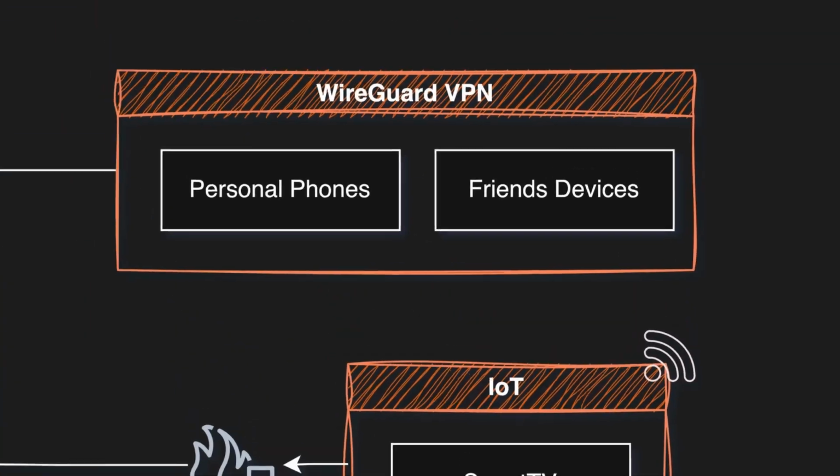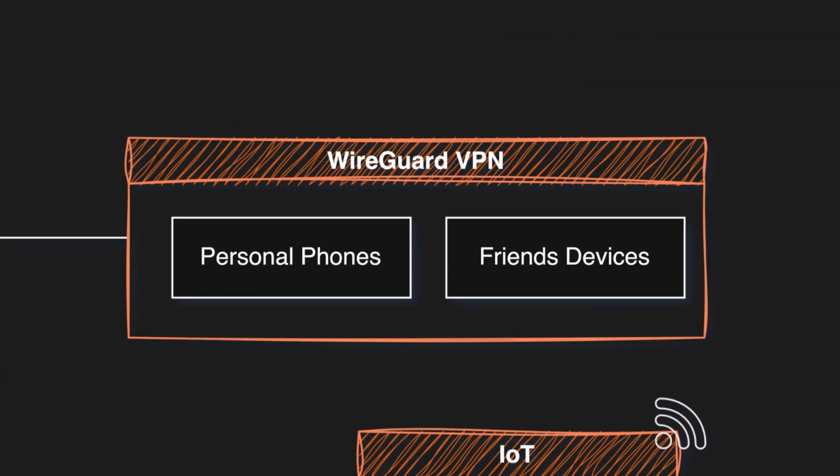Speaking of traffic handled by the router, I also run a WireGuard VPN for when I'm out and about, but also for friends who need to connect and consume some services that I host. The firewall rules for VPN clients are basically identical to my untrusted VLAN. Internet access, and then a carefully curated list of services that they need to consume.